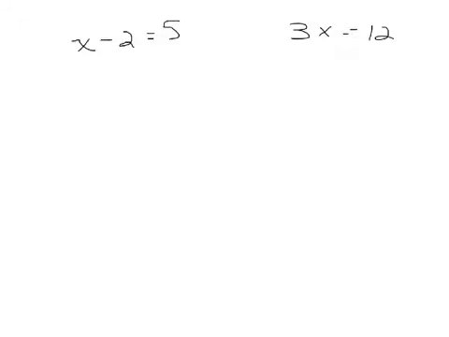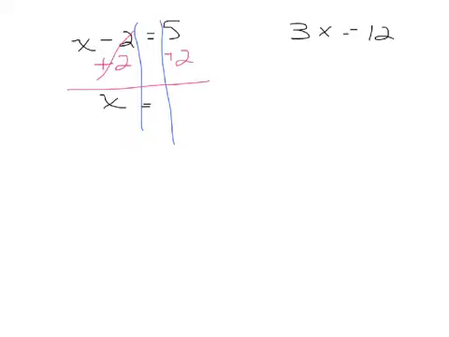For example, we're going to use the same steps where you can separate the two sides. I undo subtracting 2 by adding 2. Whatever I do to one side, I need to do the other. These cross off, leaving me with x is equal to 7. If I have 3 times x, I'm going to undo that by dividing by 3, in which case x would equal 4, and I get my solution.